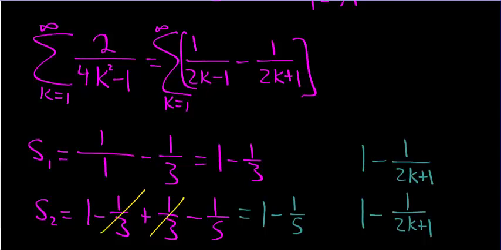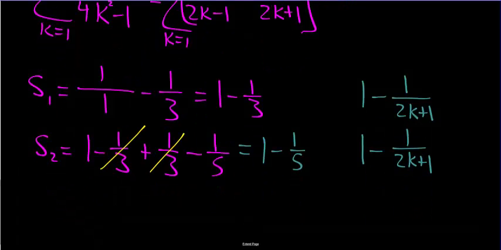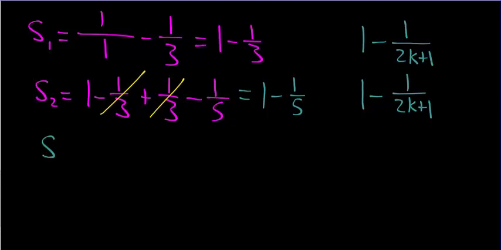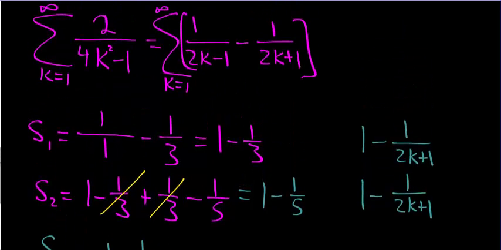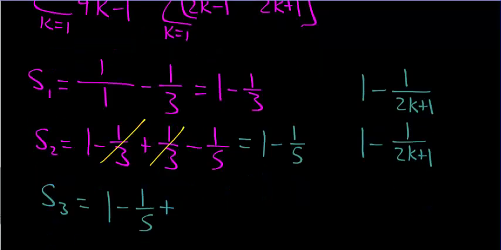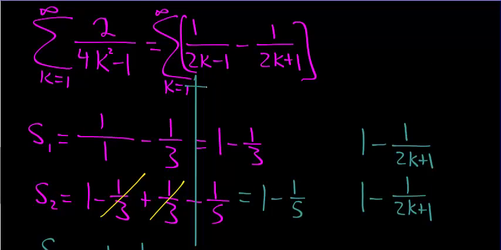Now, I want to do one more partial sum, and then we'll see if there's a pattern here. So I'm going to do the third partial sum, which is the first partial sum, the second partial sum, plus when I put in a 3. So if I put in a 3, I get 6 minus 1, that's 1/5. We knew that was coming, didn't we? Sorry about that.